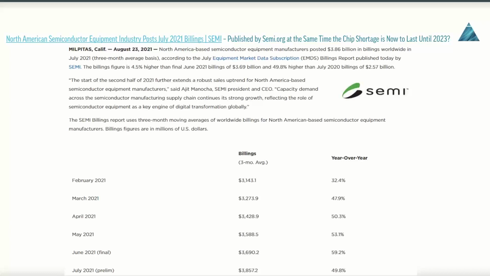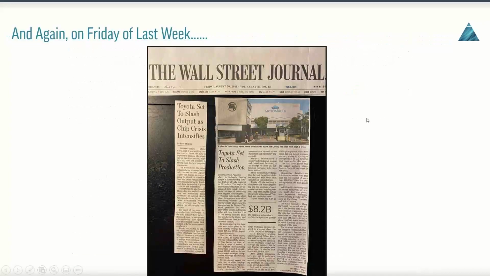And this is taking place at the same time the industry experts are telling us that we're now going to have a chip shortage until at least 2023. So if I've got manufacturing, deliveries, and billings up 50, 60%, and I'm still pushing back the chip shortage forecast now until 2023, that would mean that my book-to-bill ratio, as far as my bookings, my demand for semiconductors, is increasing at an even faster clip. And so this got my attention.